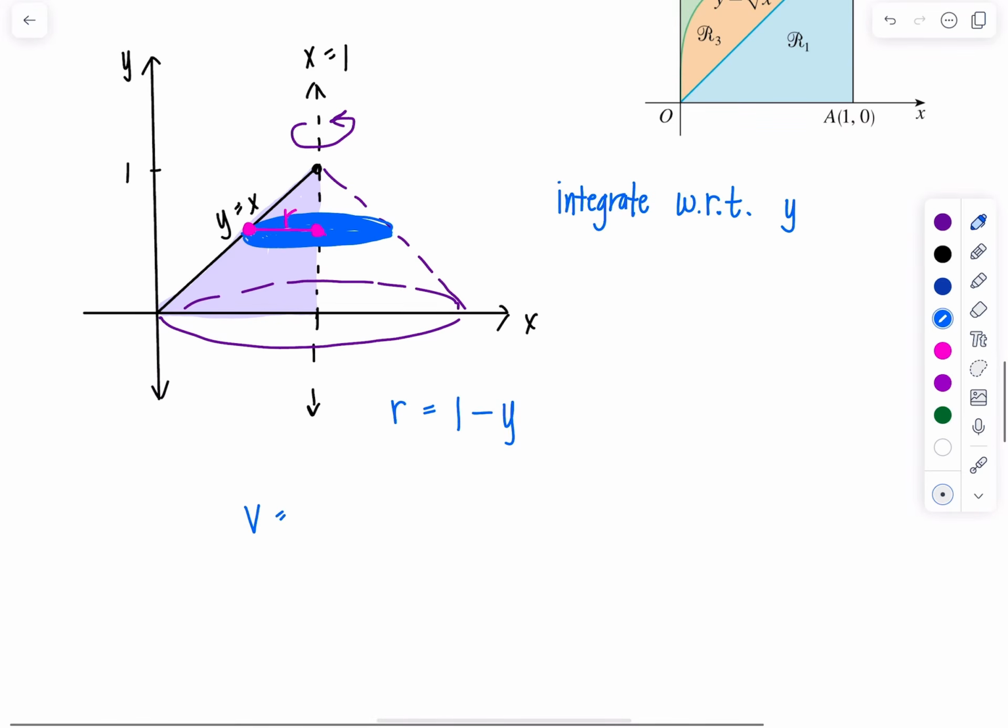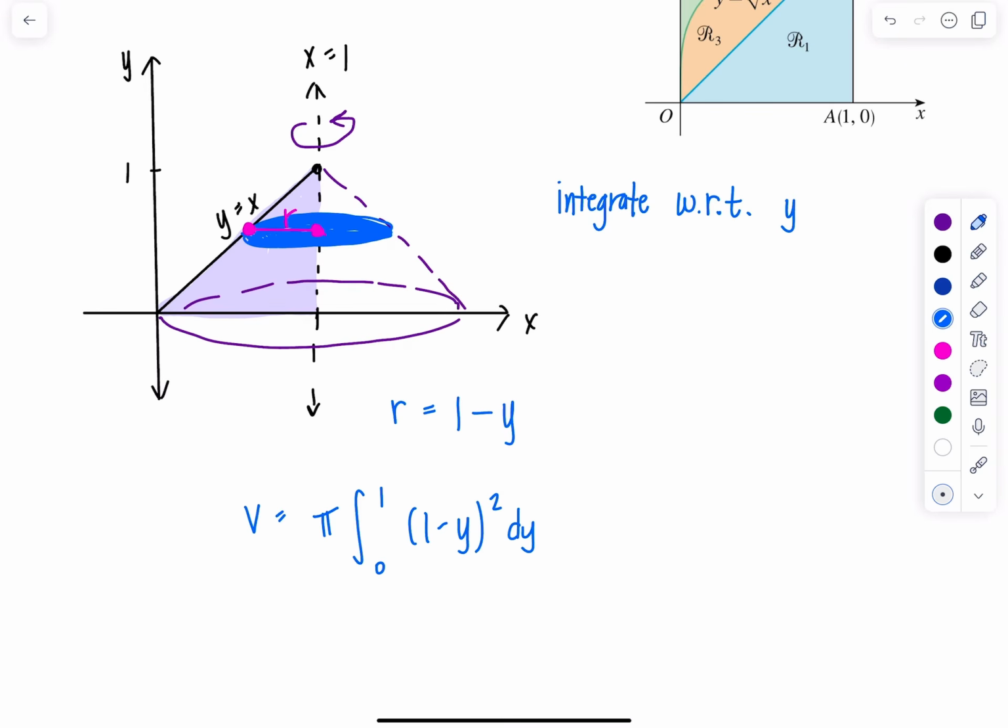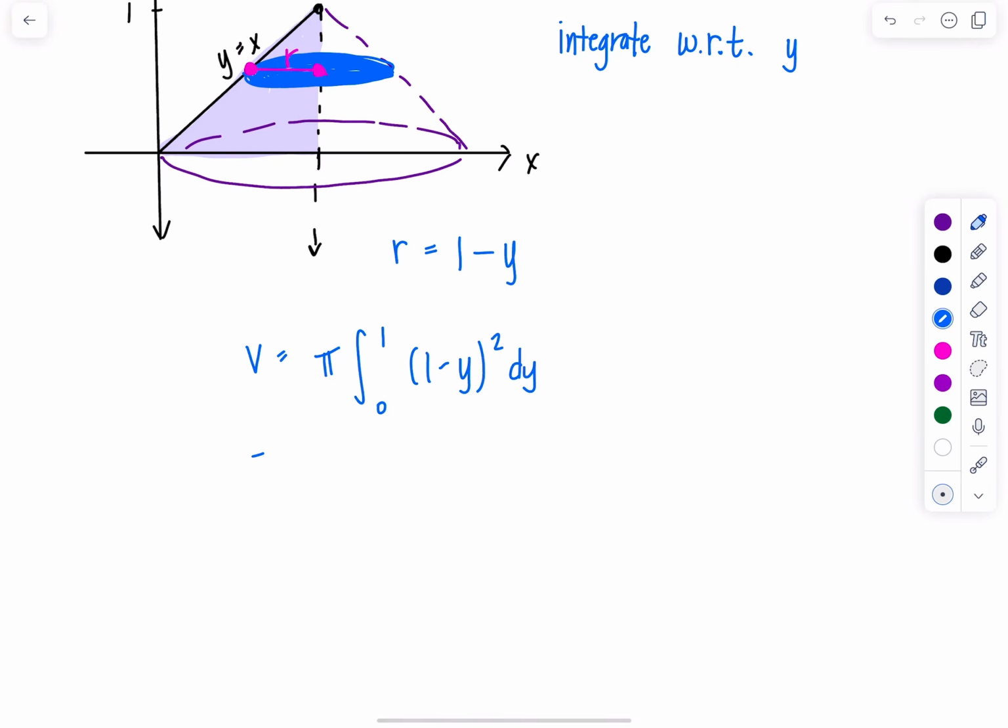The volume is going to be pi. Limits of integration. Look at the original region before you spun. And we're integrating with respect to y. So give me the limits, or the values of y, that bound the original region. It's going to go from 0 to 1, and then we have radius squared dy, like that. Okay, now let's just go ahead and FOIL it all out. So we've got pi integral 0 to 1, 1 minus 2y plus y squared dy.